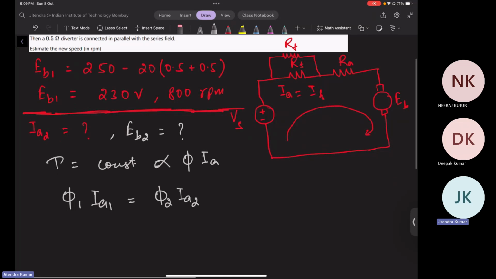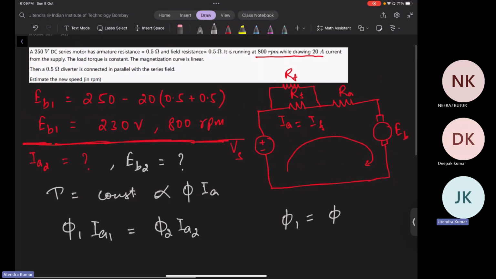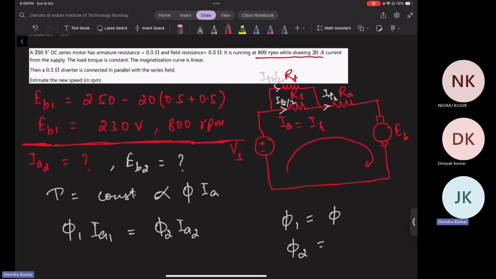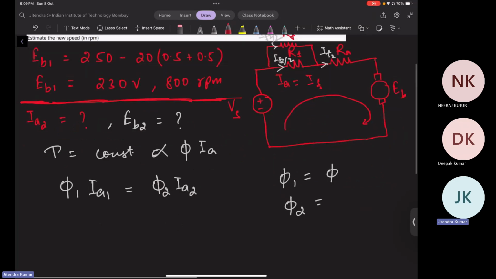Okay, so phi 1 we can take as a reference. Phi 1 we can take as phi. Now, because of the diverter, both have equal resistance, so current will flow equally in both the branches, right? Both the currents will come here from the KCL and it will be the same IF. So if this is IF2, this will be IF2 by 2, and here also it will be IF2 by 2.